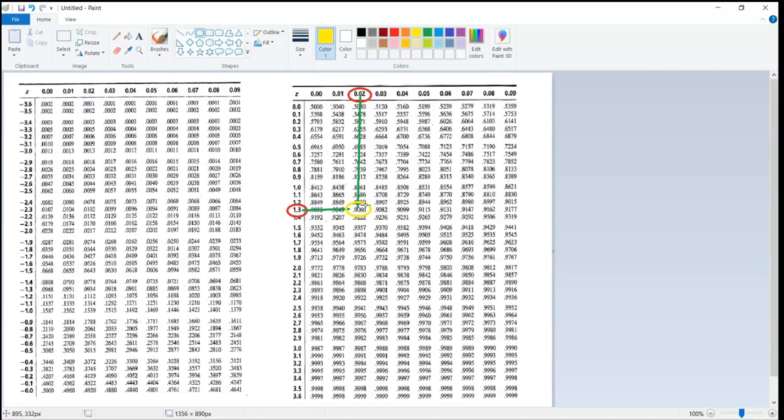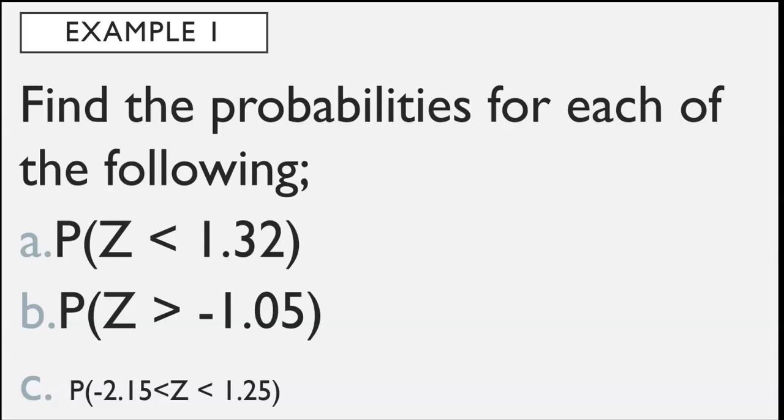Remember that the area under the standard normal distribution curve can also be thought of as a probability. Hence, the probability at the left of our z-score 1.32 is the same as its area. And since it is at the left, we keep the area as is. So our probability is 0.9066 or equivalent to 90.66%. Let's go to letter B.